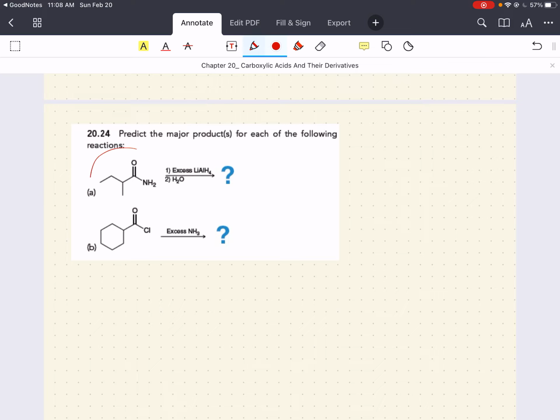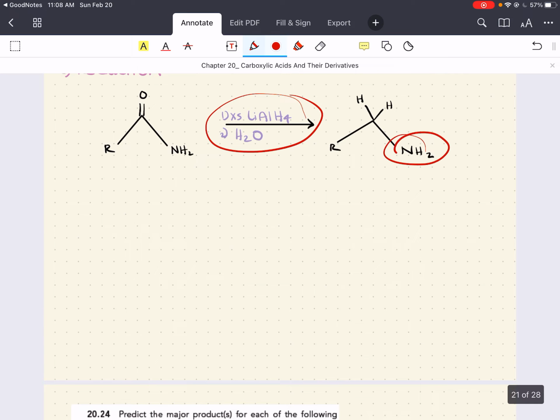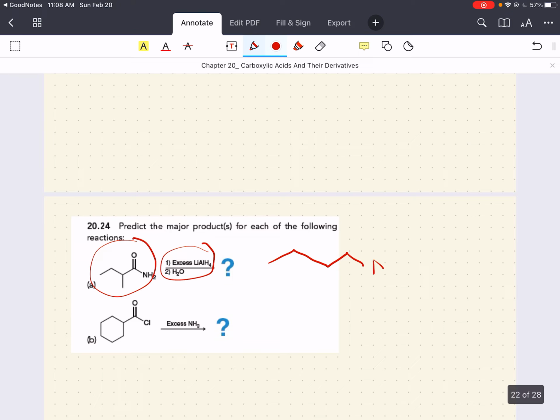Okay, A, we have our amide. Treating it with excess lithium aluminum hydride, we're going to reduce this down. Okay, and if we reduce it, we're going to form this NH2 group here. All right, and this carbonyl has been converted to hydrogens. All right, and this is our product here.